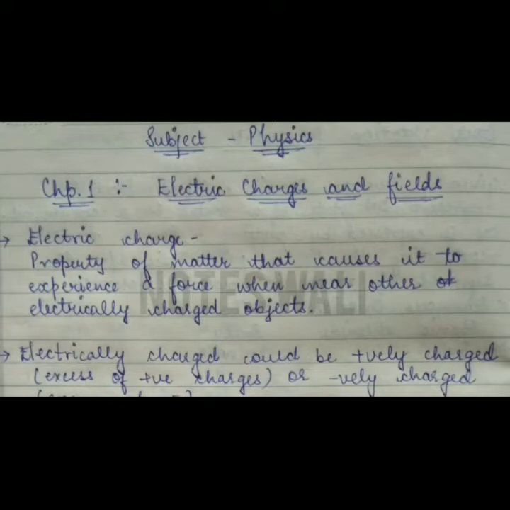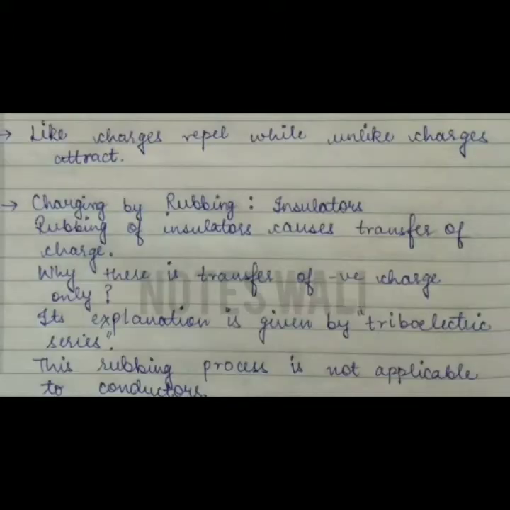Positive charge can be defined as excess of positive charge or deficiency of electrons, and negative charge is defined as excess of electrons. From the junior classes we know that like charges repel while unlike charges attract each other. Now we are going to study the three methods of charging objects, but in your textbooks only two are mentioned. So first is charging by rubbing.